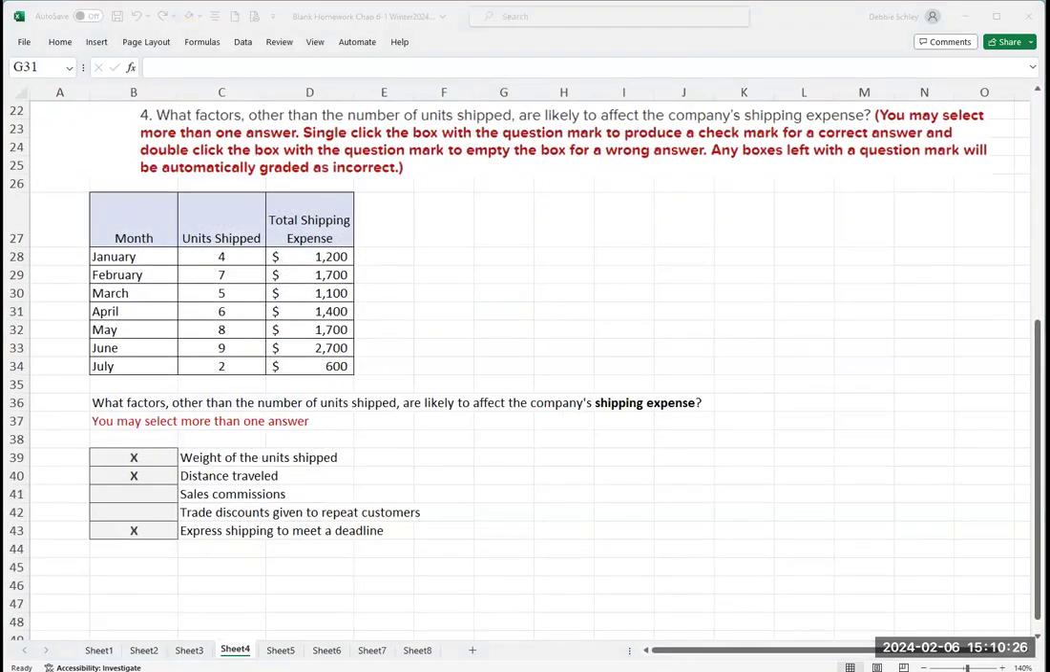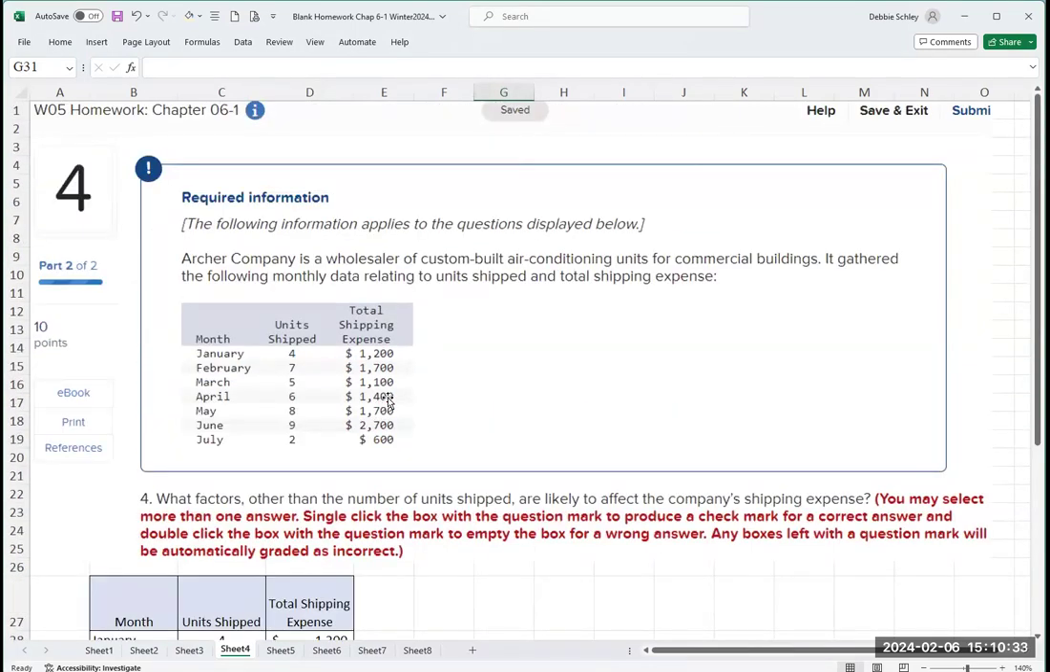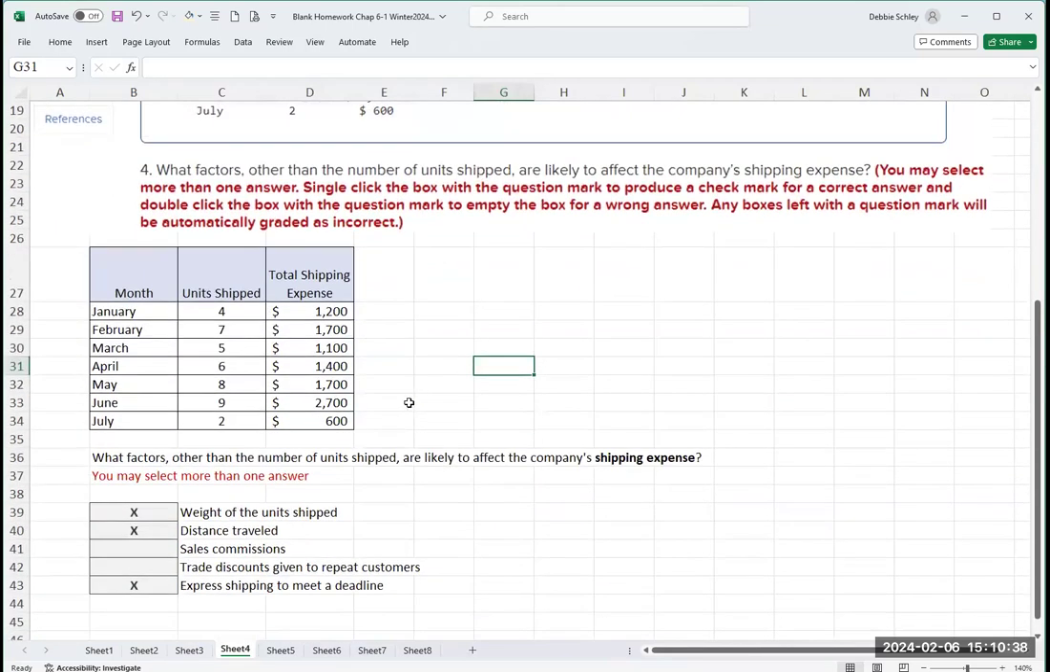Question 4. It's one of those where you've got to think through it, right? I think we're the same company, but they just want to know what factors other than the number of units shipped are likely to affect the company's shipping expense. So obviously the weight, right? The different weight that will affect the shipping expense. Shipping is computed by how far it has to be shipped. So the distance traveled will also.